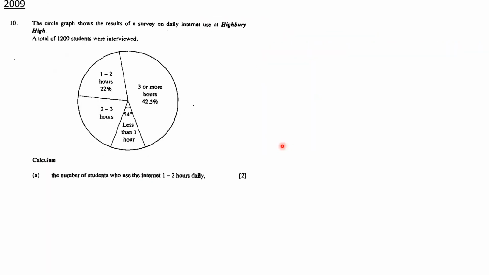Okay, let's move on to the next question. It says the circle graph shows the results of a survey on daily internet use at Highbury High. A total number of 1,200 students were interviewed. So we have 1 to 2 hours is 22%, 3 or more hours 42.5%, 51 degrees accounts for less than 1 hour, and 2 to 3 hours.